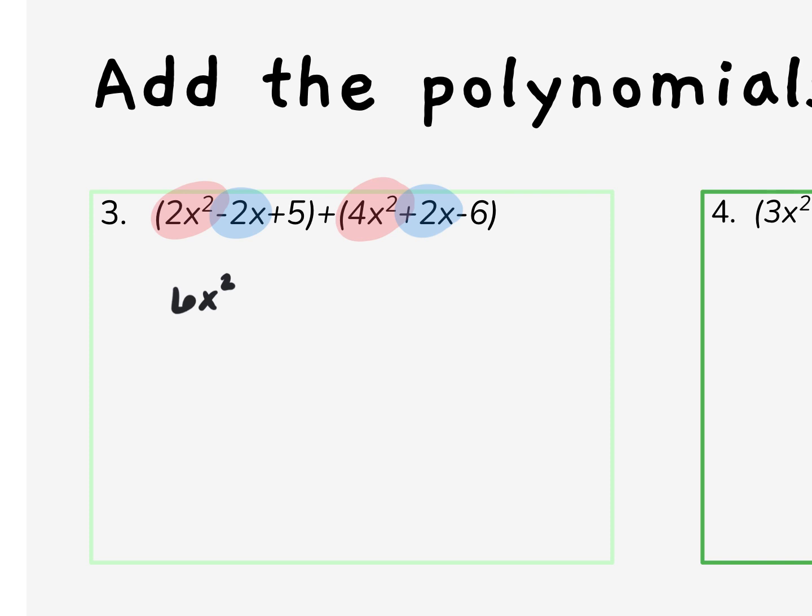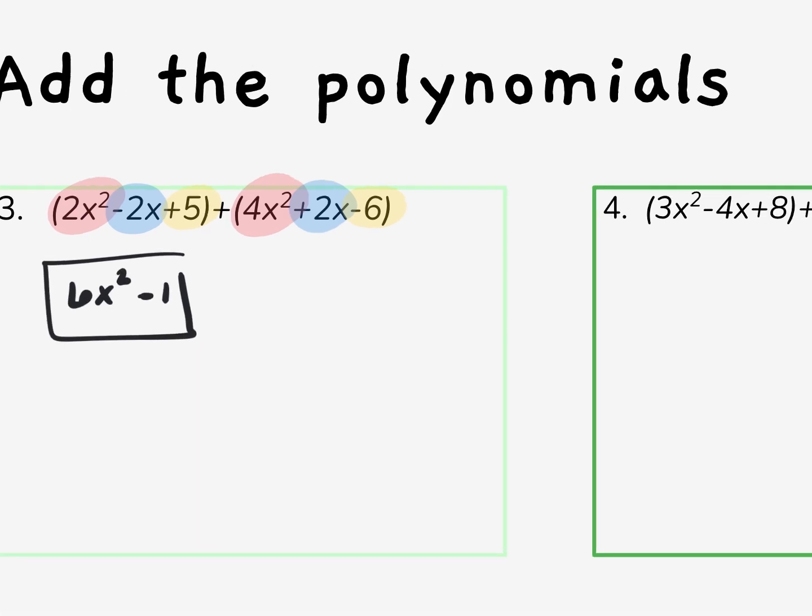And finally, we have one last thing in there, our constant. I have a positive 5 and a negative 6. So if I take positive 5 and I add negative 6, I'm going to get a negative 1. And then that is just going to be your final answer for that one. Okay, let's move on to our next one.